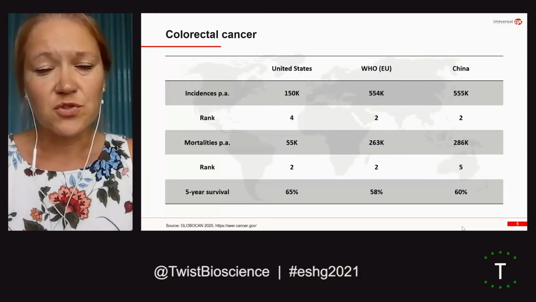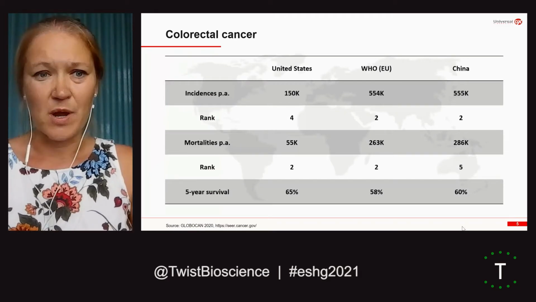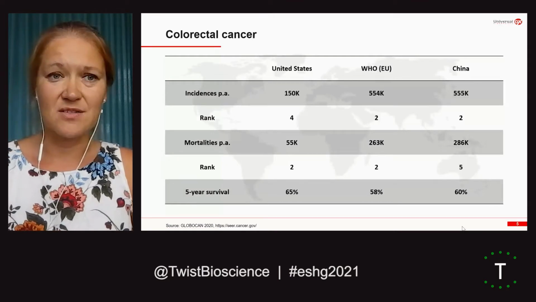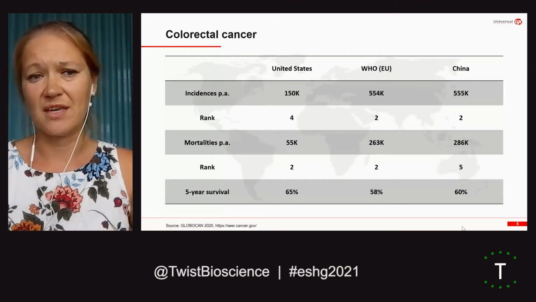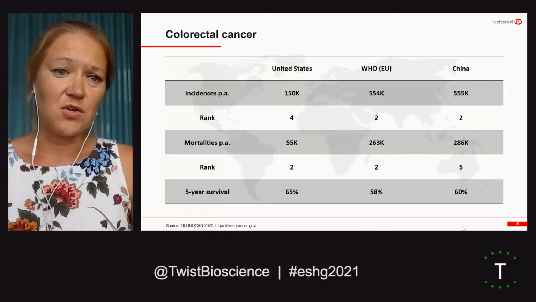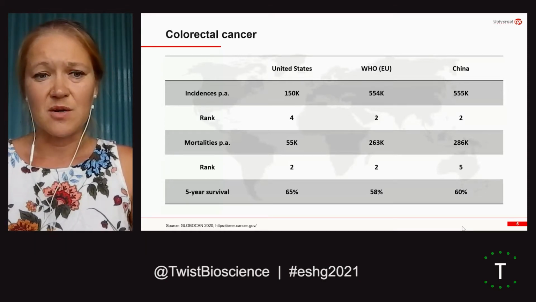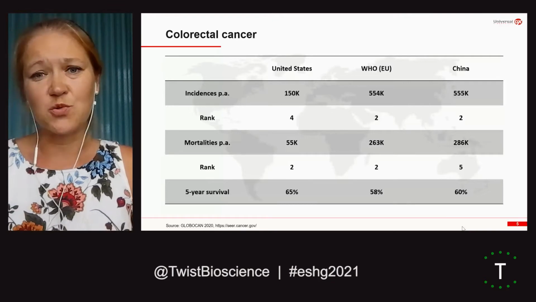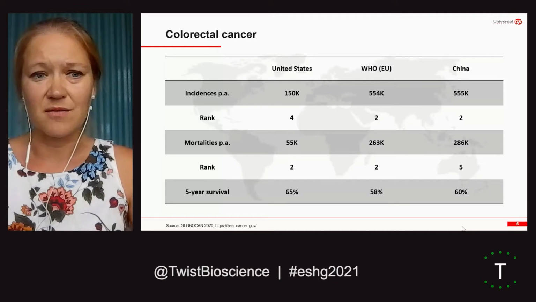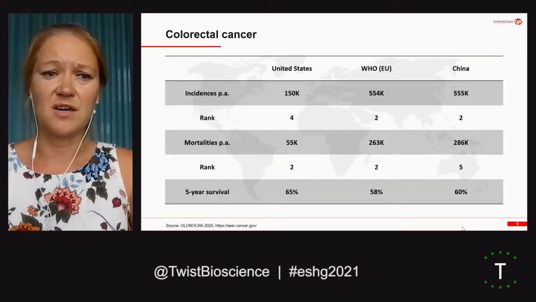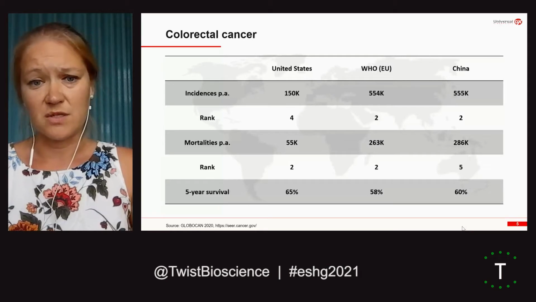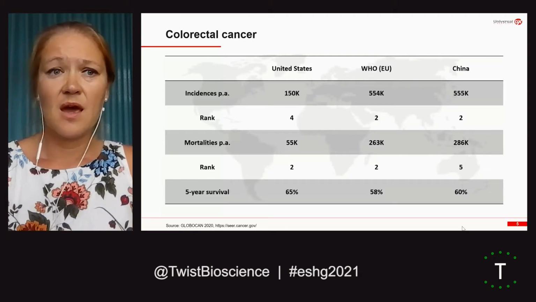So, first of all, I think all of us are aware that cancer is a major problem worldwide, and colorectal cancer, out of all the cancer types, is ranking quite high in all parts of the world. The same goes for the mortality rates, which, despite all the efforts over the last decades, are still high. The mortalities are high, and the 5-year survival rates are still quite low, ranging from 60 to 65%.